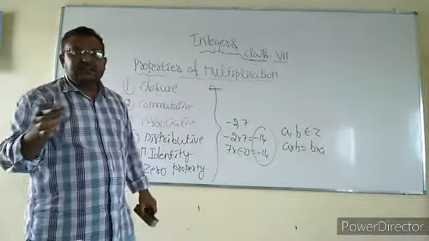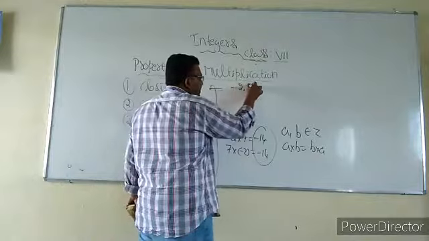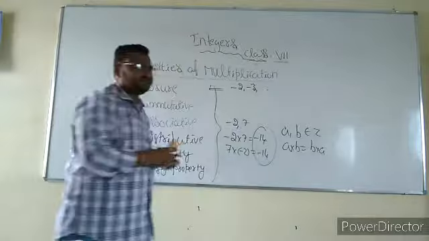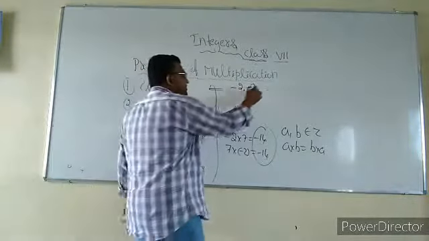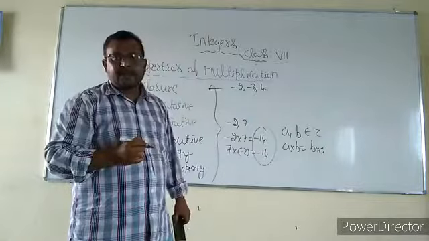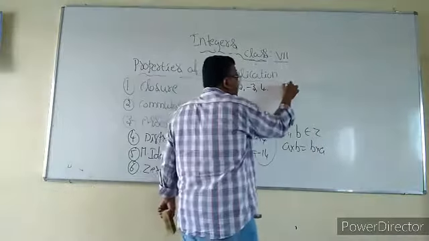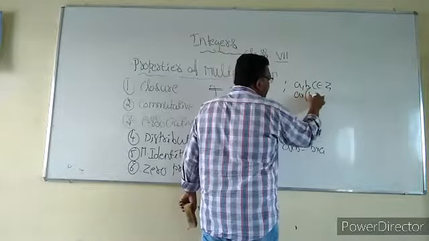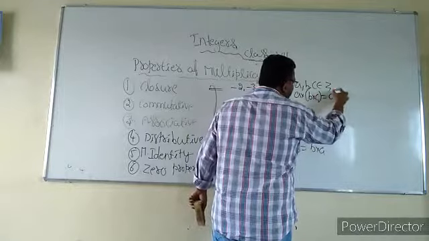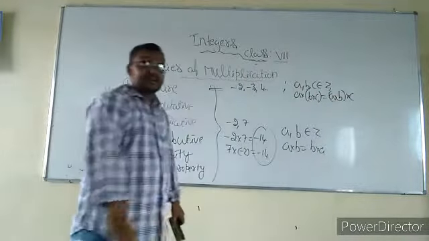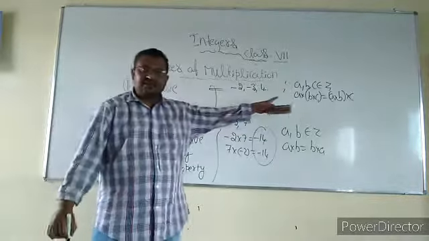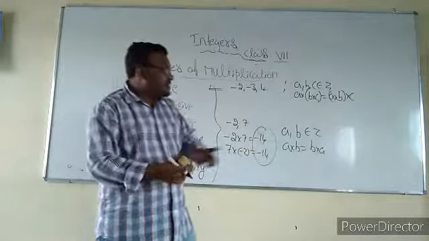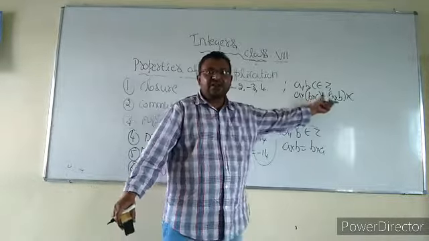This time take three integers, -2, -3, -4. Take some positive also: -2, -3, 4. If a, b, c belong to Z, and (a into b) into c is equal to a into (b into c), then we can say it is the associative property under multiplication.